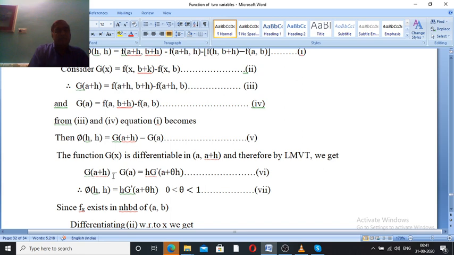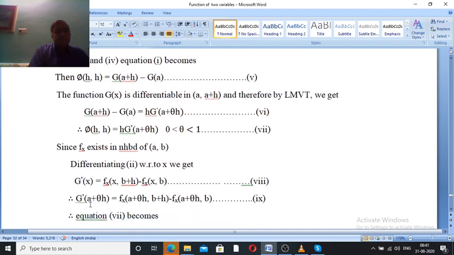g(a+h) minus g(a) is equal to h times g'(a+theta h). Therefore phi(h, h) is g(a+h) minus g(a), that is, phi(h, h) is equal to h times g'(a+theta h), where 0 is less than theta is less than 1. Suppose this is equation 7.